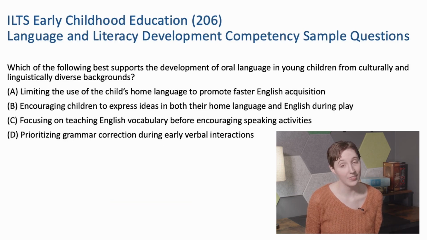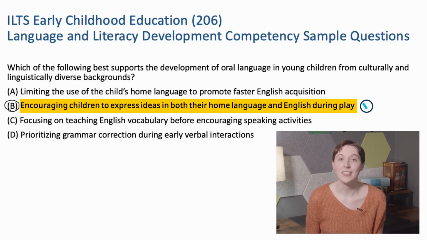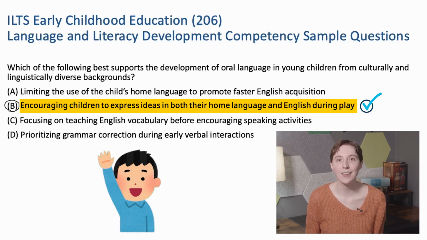Learning a second language is tough, even in early childhood, but it's much easier when you have the freedom to develop language skills naturally. Thinking about it like that, the right answer should be obvious. B. Play-based dual language expression supports oral language development by validating children's cultural identities and using the home language as a foundation for English learning. We don't want to limit our students' use of their home language, as that hinders social, emotional, and cognitive growth. Similarly, early grammar correction discourages risk-taking and communication attempts. And teaching vocabulary without context lacks meaning and limits natural language development.